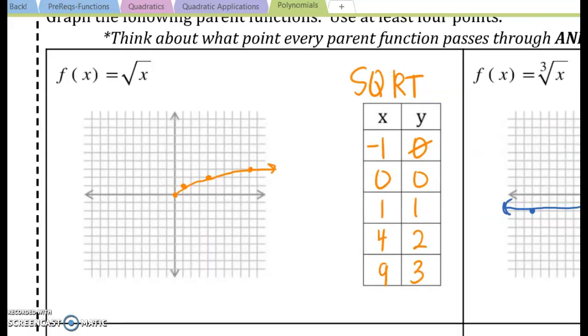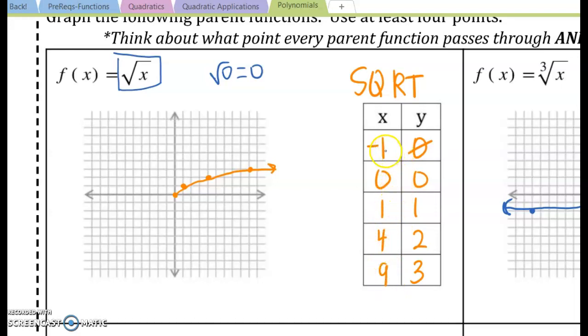So looking at the first function, this is a square root function. What you'll notice here is that to answer the question of what every parent function passes through, that's 0, 0, because if I plug 0 in, the square root of 0 is going to give me 0. Choosing points wisely means looking at your function. If we're plugging into a square root, I want to choose values that are perfect squares. So you'll notice here that I have 0, 1, 4, and 9.